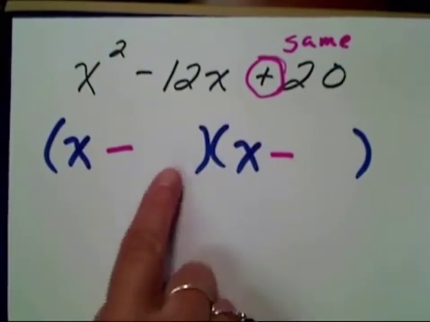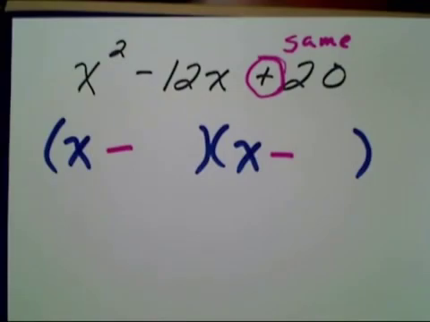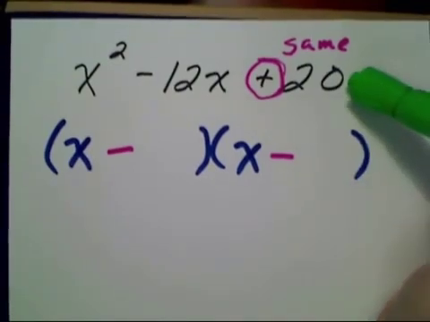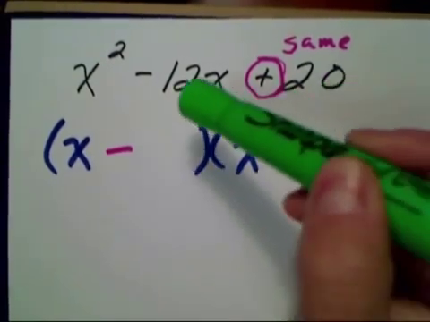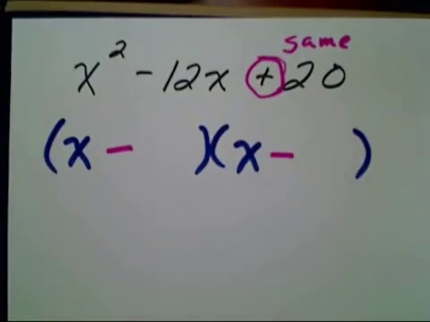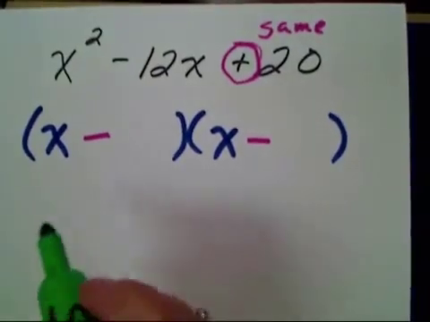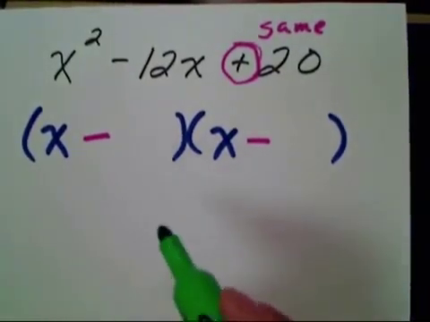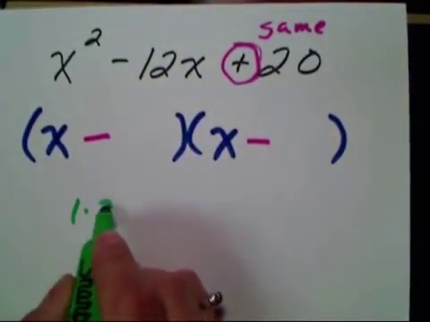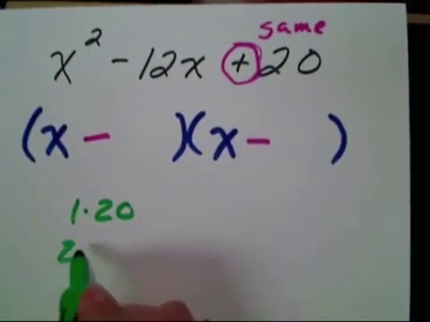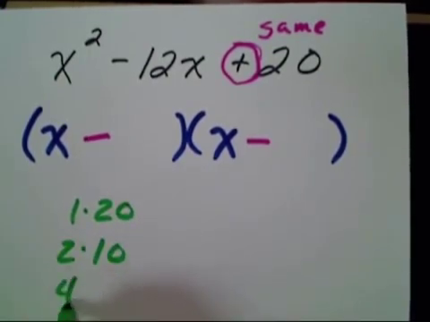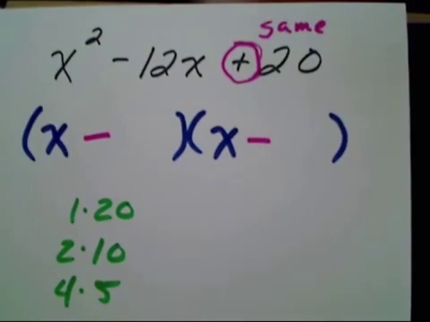Now, what numbers are going to go in there? We once again are looking for factors of 20, so two numbers that multiply to 20 that add to 12. Well, sometimes it's easier if we list all of our factors of 20. That's why we learned about factorizations. Let's see, 1 times 20 is 20, 2 times 10, and 4 times 5. Those are my only options for 20. Now, which combination adds up to a 12?